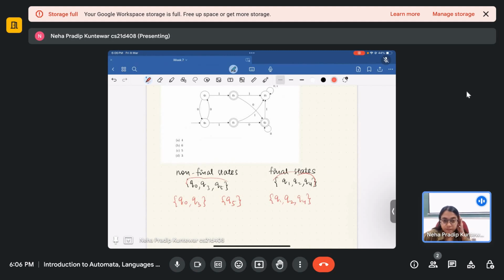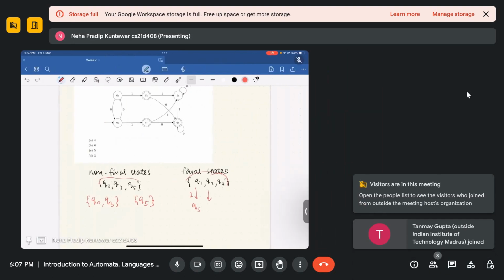Now let's repeat the same steps for the final states. Let's see where Q1 goes on reading a 0. Q1 on reading a 0 goes to Q2. Then Q2 on reading a 0 stays at Q2, and Q4 on reading a 0 goes to Q2. All of them are in the same set Q1, Q2, Q4, so again we are not able to distinguish. Let's see what happens when you read 1. Q1 goes to Q5, Q2 goes to Q5.